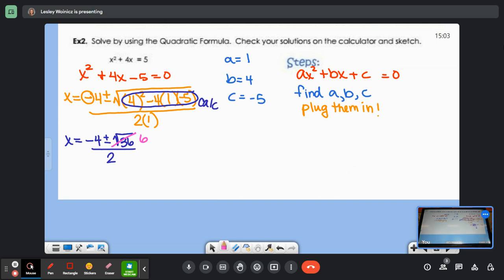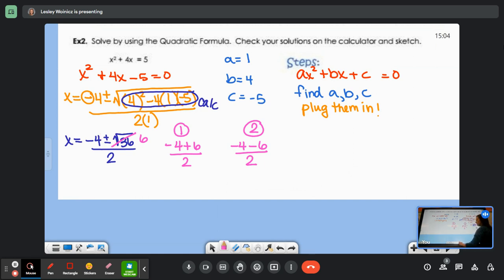Okay. Now remember that this is a quadratic and we have to allow it to cross the x-axis twice if it wants to. So we're going to have 2 different solutions. The first one is negative 4 plus 6 divided by 2. And the second one is negative 4 minus 6 divided by 2. Are you seeing where I'm getting the plus and minus? From that right there? Okay.